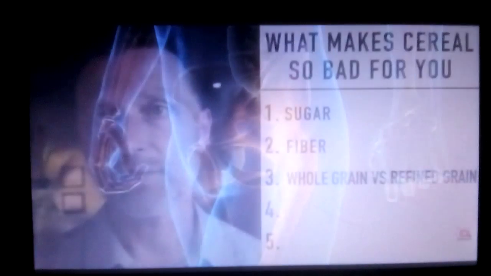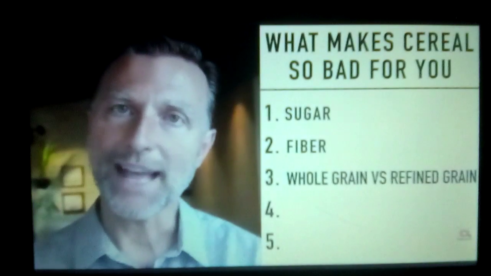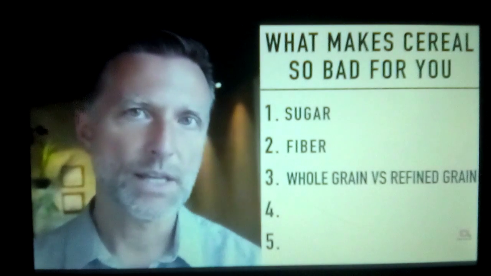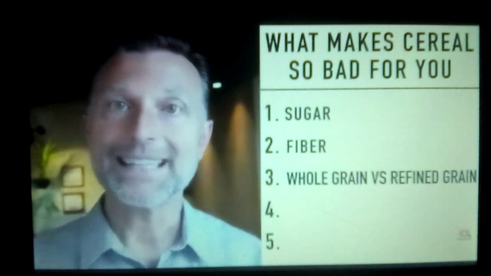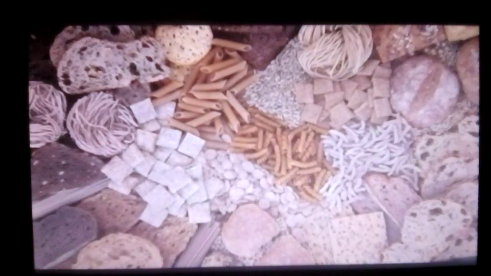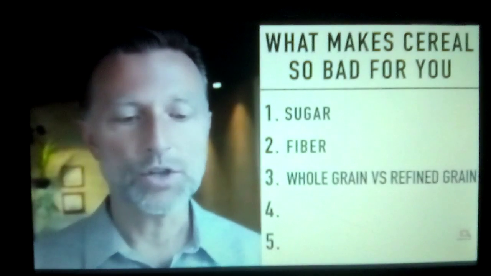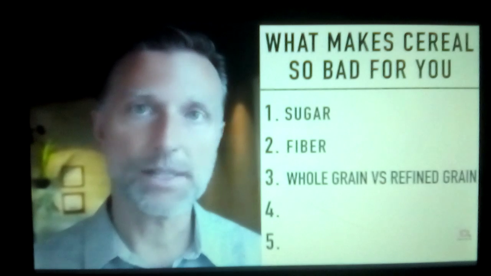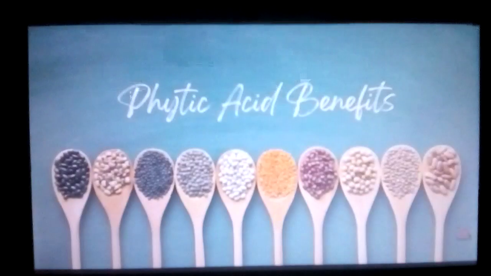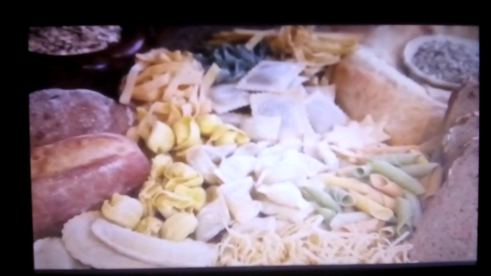Now, what about the refined grains, right? Because with refined grains, you have less phytic acid, right? Well, here's the problem with refined grains. You're going to deplete these same nutrients in a different way. When you consume a lot of refined grains and/or refined sugar, you deplete potassium, calcium, zinc, and magnesium from the body. So whether you're using phytic acid to deplete these nutrients or you're using just refined grains, you're still going to end up with a deficiency.